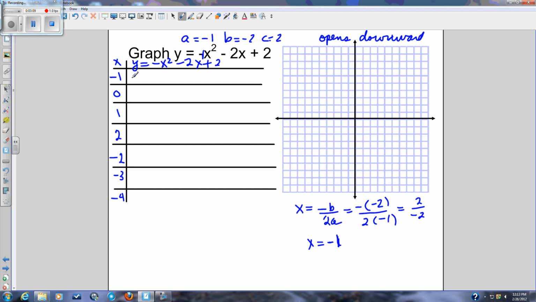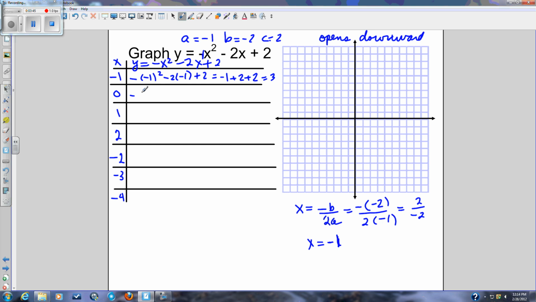Let's plug our numbers in. So we have negative 1 squared minus 2 times negative 1 plus 2. Because we have a negative in front of our x squared, we do know we're going to end up with a negative first term. So we're going to have negative 1. Negative 1 squared is 1, but make it negative. Negative 2 times negative 1 is positive 2, plus 2. All of that gives you 3. Now we won't go through the arithmetic on every one of them, but I just wanted to do that so you would get the idea.